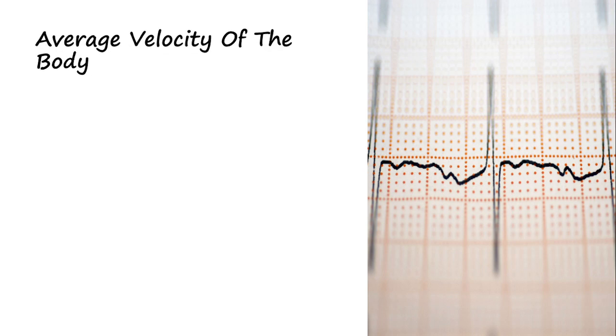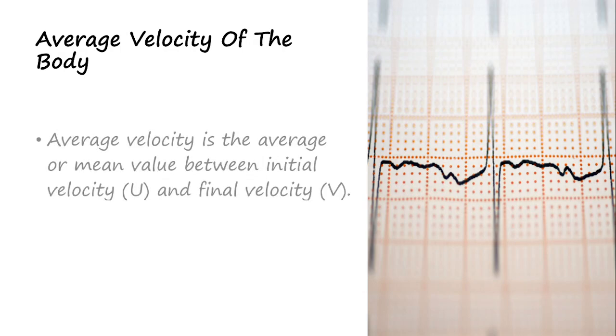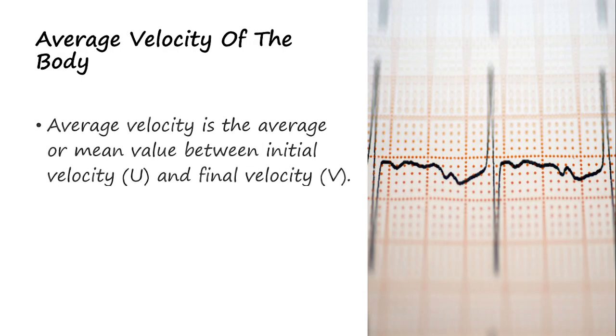Let's see the average velocity of the body. What do you mean when you say the average velocity of the body? The average velocity of the body is the average or mean value between the initial velocity and the final velocity. So we are talking about the mean value obtained between the initial velocity and the final velocity.